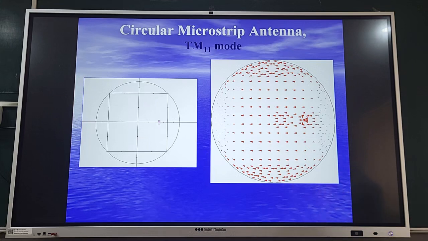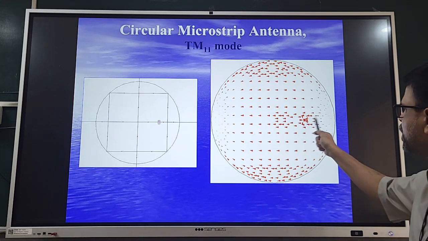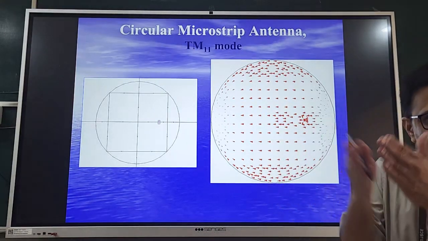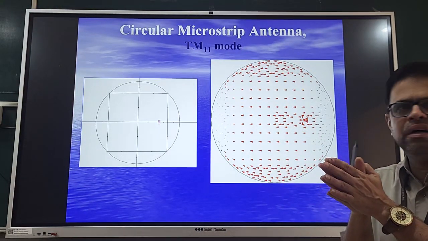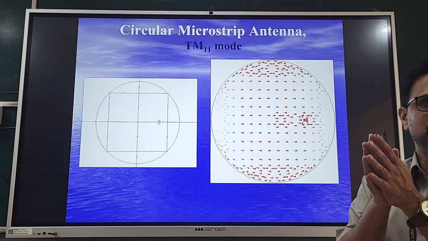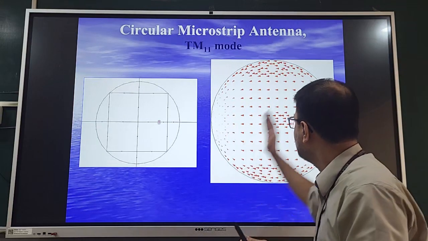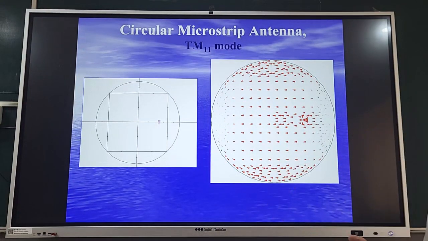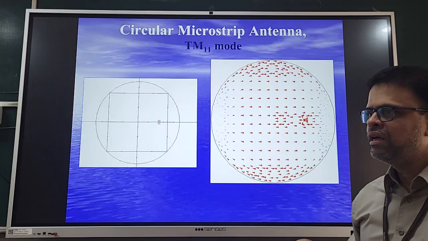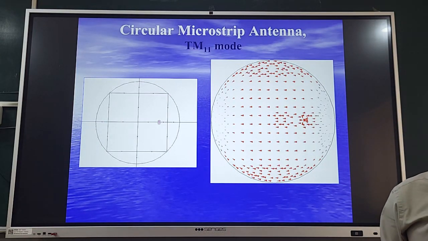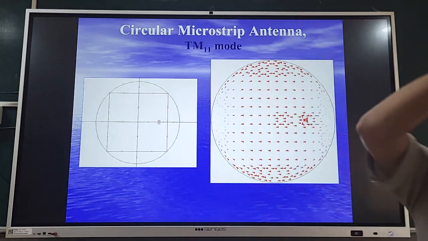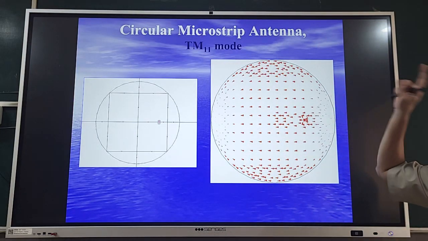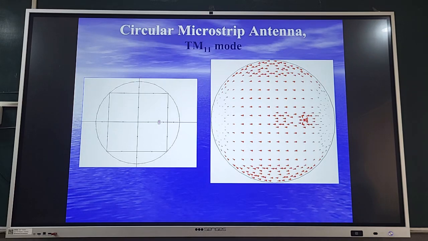Okay, so this is the current distribution. You will see this is the field location. The field is positive here, maximum positive. So you can see a comparative analogy between the TM10 mode distribution and this mode distribution. In fact, this part can be treated as constant and this part can be treated as a varying field. And using that concept only, in the literature, the resonance frequency equation of the rectangular patch has been obtained from the circular patch, or the circular patch from the rectangular patch. Why? Because of the current distribution similarity. Okay?